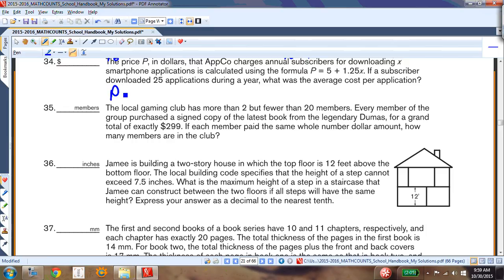All right, so P, the price for 25 applications, would be 5 plus 1.25 times 25. But I want to know what is the average cost. Well, this total cost works out to be 36 1/4. That's how much it costs. So if I want to know the average cost for 25 of these apps, it's going to be $1.45.